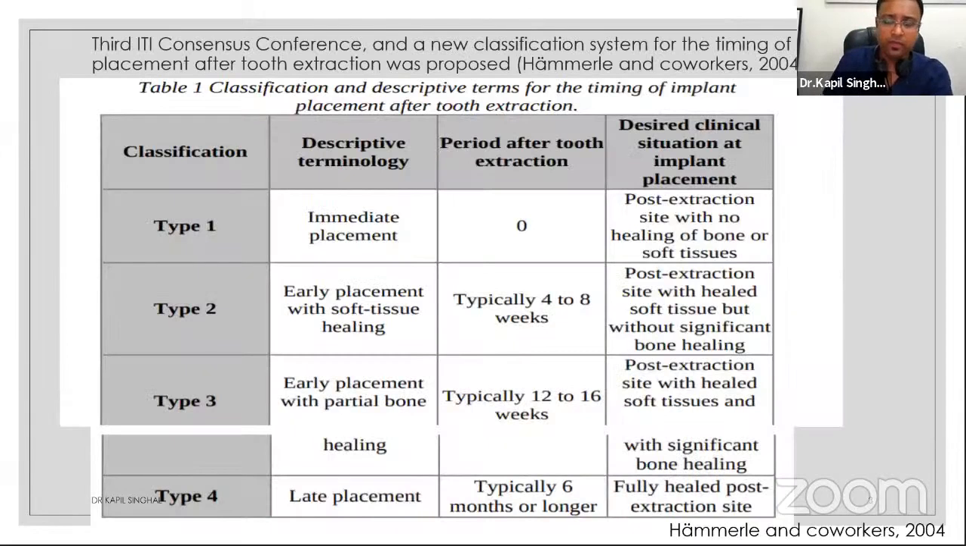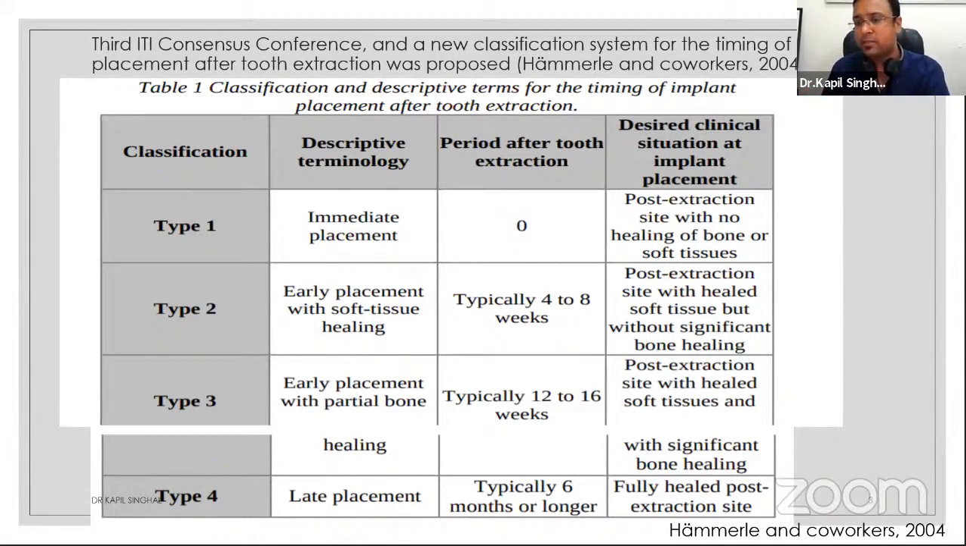So, the classification that I personally follow for implants in post-extraction sockets. Implants in post-extraction sockets can be placed immediately, or at some intervals of time. Based on these intervals of time, implants in post-extraction sockets have been classified by Hammerle and co-workers into 4 types. This is very important. Type 1 is immediate placement, which means we extract the tooth and we place the implant at the same time.